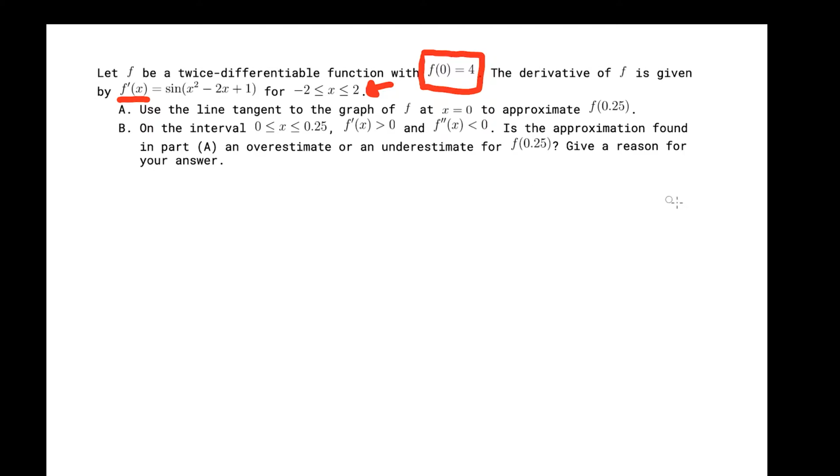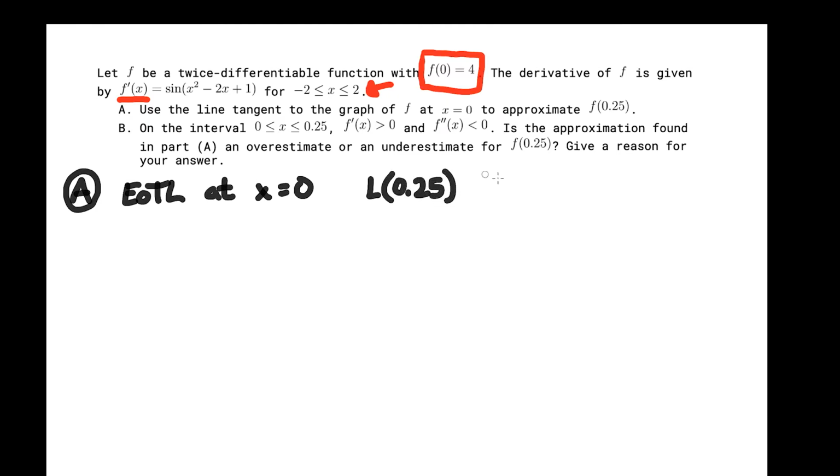Okay, part A, it says use the line tangent to the graph of f at x equals 0. So we need to figure out what is the equation of a tangent line at x equals 0. Okay, and then we are going to use that and plug in 0.25 in order to basically get an approximation of this f of 0.25. So that's what we're looking for.